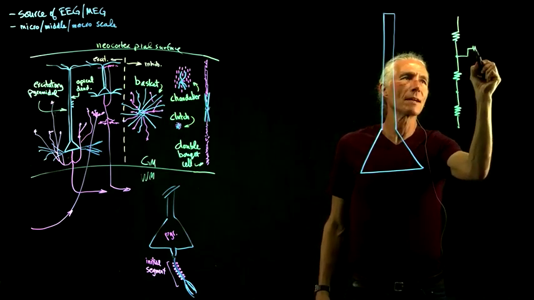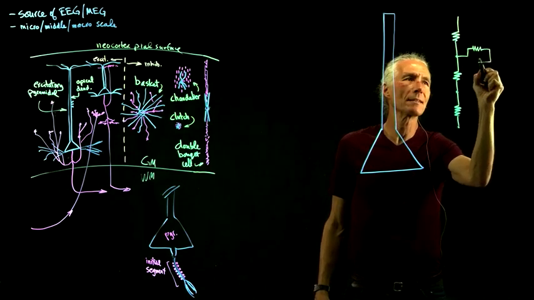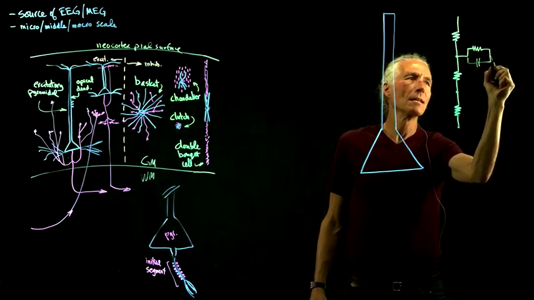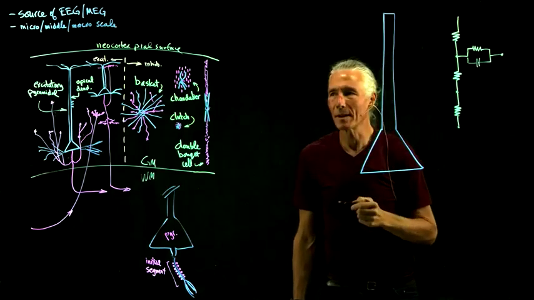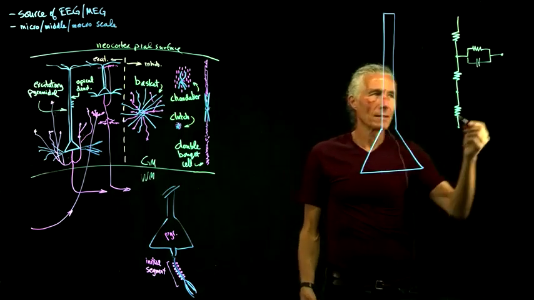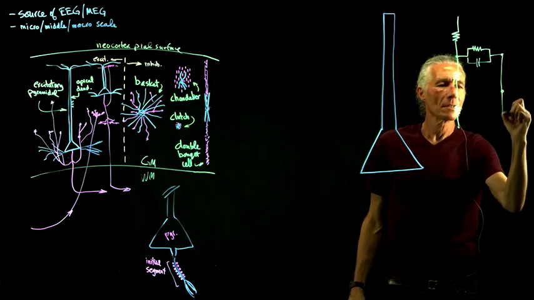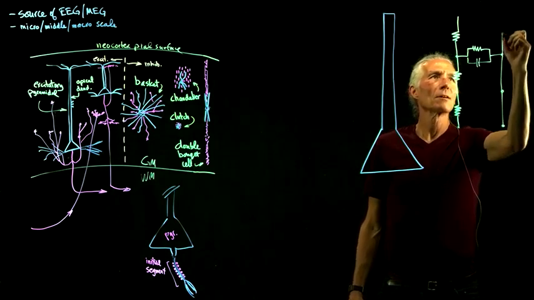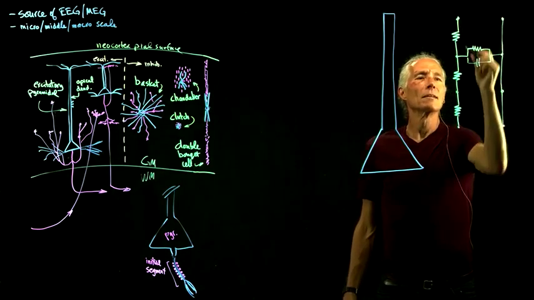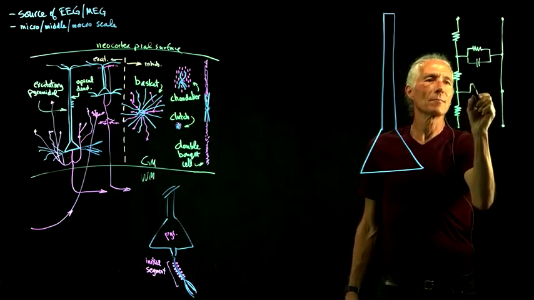So this is a very high resistance. And then there's some capacitance in there too, which we can ignore. And so this is a little chunk of the membrane. It's a model of a chunk of the membrane. And then we just assume that the outside of the cell is all hooked up to itself. And so here's another little chunk of the membrane.